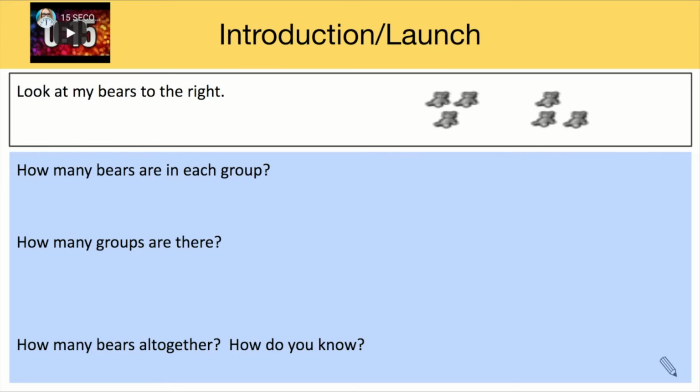Well, remember what we learned in the previous slide, that groups are objects that are together but are not neatly arranged in rows and columns. Second question says, how many groups are there? And the last question says, how many bears all together, and how do you know? I'll give you 15 seconds to answer these questions. Then I will discuss my answers with you.